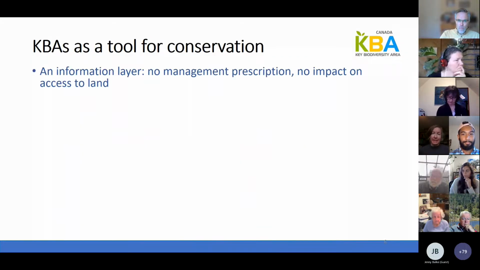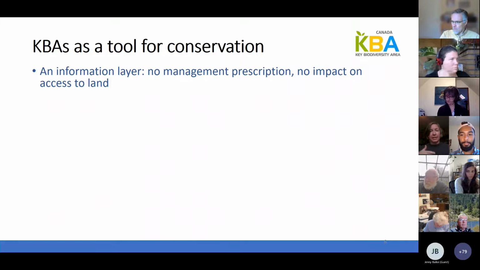So KBAs are meant to be a tool for conservation, but also land use management. It's very important to note, and we note it often, that it's an information layer. There is no management prescription that comes with it. There's no impact on access to land. And the reason for this is that we're working at a national scale, using a regional approach, of course, to identify, as fast as we can, all these areas that meet the criteria that are delineated with a strong rationale. But we're not the people who should be making decisions necessarily about conservation, protected area planning, land use planning, impact assessment. So that has to occur with our partners. So we're trying to develop as strong an information layer as possible.